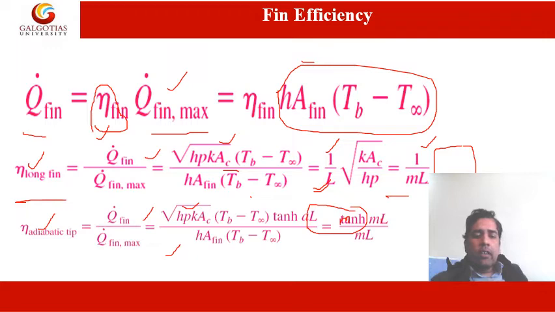So as you can see, for the adiabatic tip fin and for the infinitely long fin, this quantity makes the difference. The rest of the quantities are the same, but in case of the adiabatic tip, this hyperbolic tan function comes at the top.